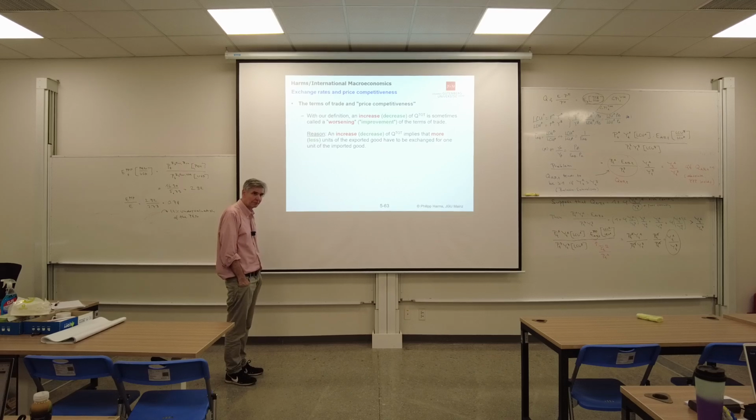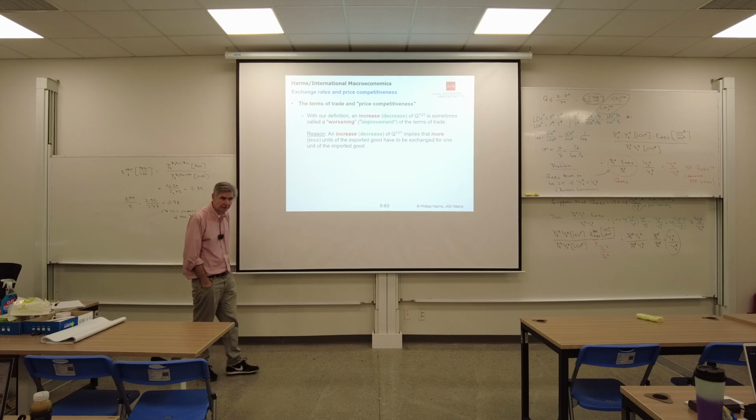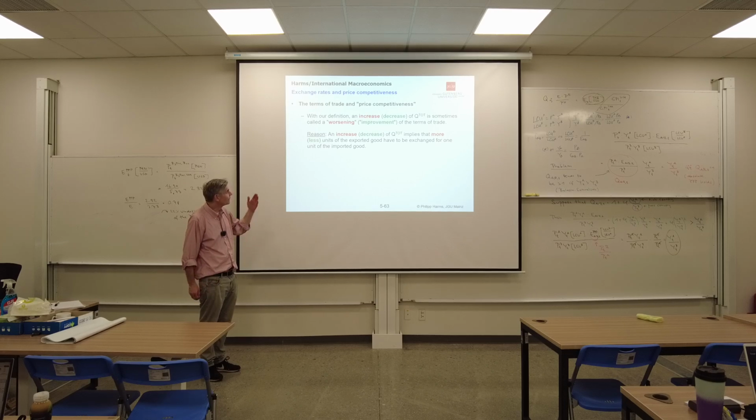Right? If the terms of trade increase, if the relative price of imports over exports goes up, then imports become expensive and exports become cheap. And you have an improvement of the terms of trade if the terms of trade decrease, because then imports become cheap and exports become expensive. Now, the big question is, do you want to see a worsening or an improvement of the terms of trade?